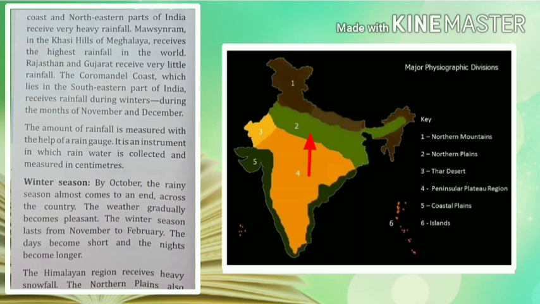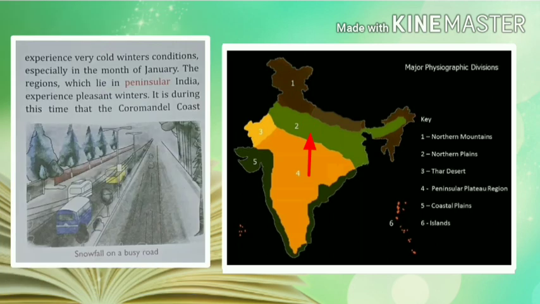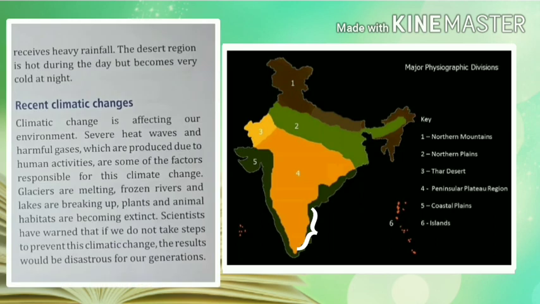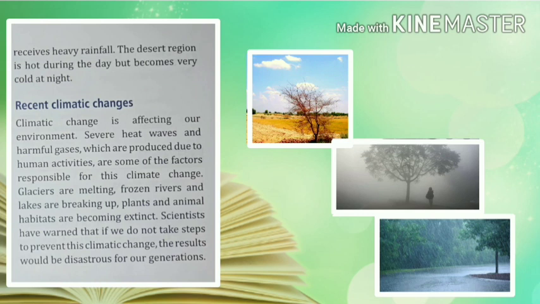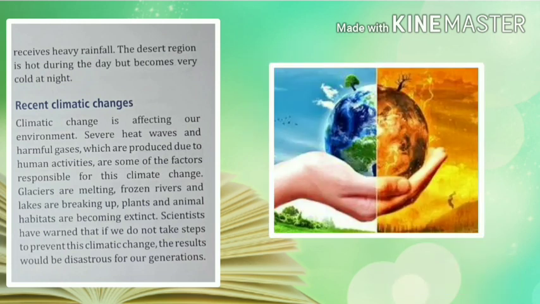The northern plains also experience very cold winter conditions, especially in the month of January. The regions which lie in peninsular India experience pleasant winters and it is during this time that the Coromandel coast receives heavy rainfall. The desert region is hot during the day but becomes very cold at night. So these are the 3 seasons experienced by India in a year. Okay. Now the next topic is recent climatic changes.